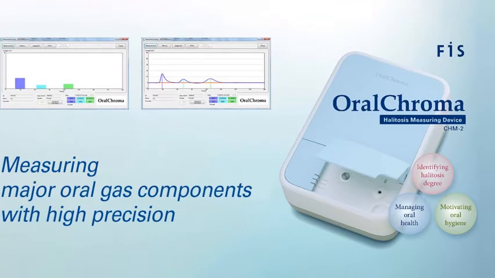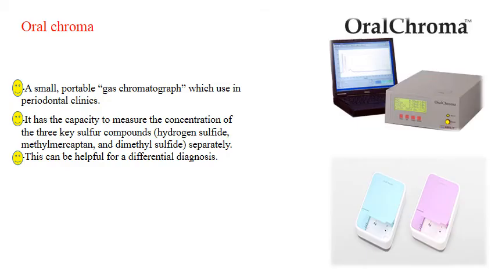Oral chroma. It's a recent portable gas chromatograph used for measuring the major oral gas components with a high precision. It's a small, portable gas chromatograph which is used in the periodontal clinic. It has the capacity to measure the concentration of the 3 key sulfur compounds, including hydrogen sulfide, methyl mercaptan, and dimethyl sulfide, separately. That can be helpful for differential diagnosis.